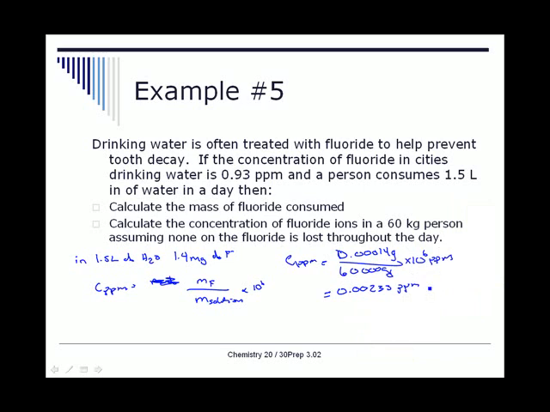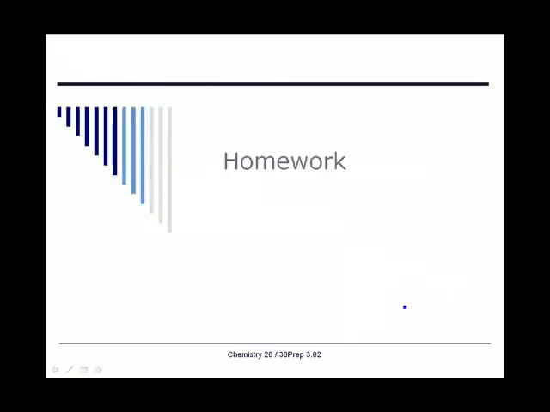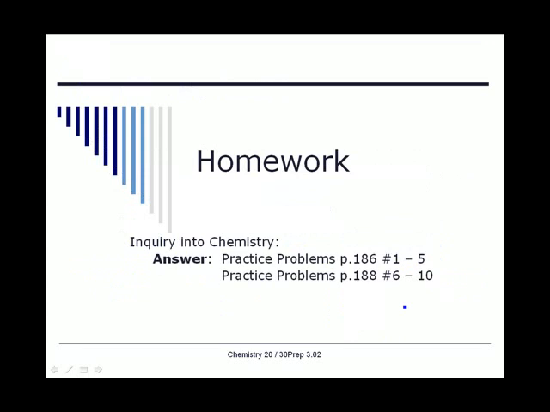So to convert this to parts per billion, there are 1,000 parts per billion in every part per million. So when we multiply this by 1,000, parts per million cancel, we end up with 2.3 parts per billion. That's a concentration of fluoride ions, assuming none are lost in one person's body when they drink 1.5 liters of water. And there we go. There's problems on 186 and 188.